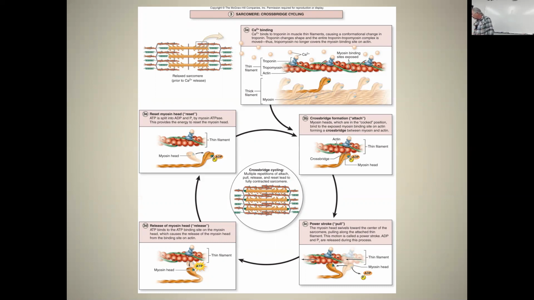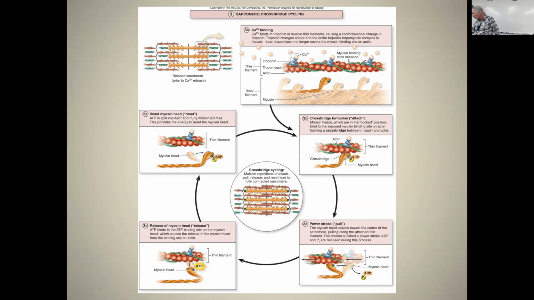Cross bridge formation. Myosin heads, in a relaxed muscle, are already in a cocked position. They attach to the myosin binding sites on actin, and then we have the power stroke. The myosin head swivels toward the center of the sarcomere, pulling the attached thin filament. The motion is called a power stroke. ADP and Pi are released during this process.